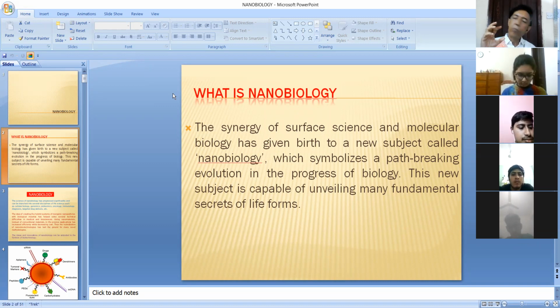So nanomaterials are working in our body. Otherwise, it will not be possible. If they are not small, our body cannot function. It is a very complicated thing.